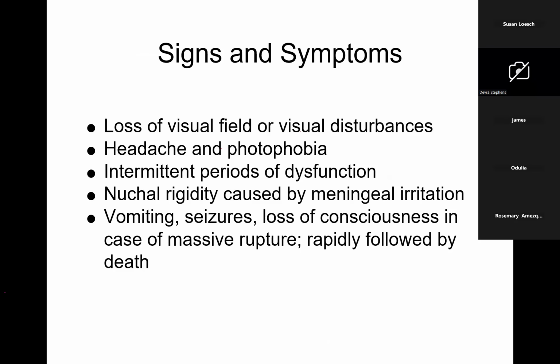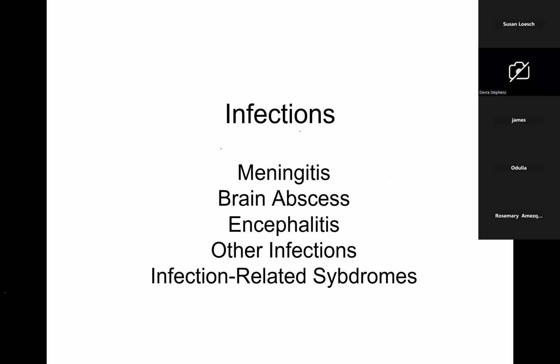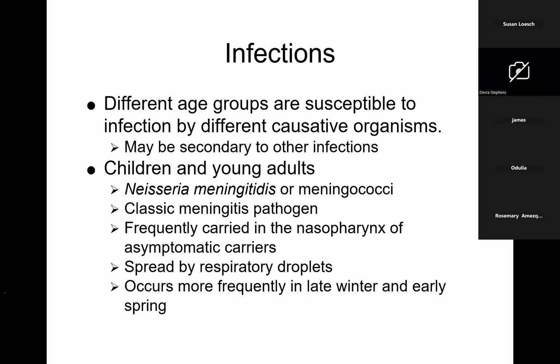All right, now we're going to talk about infections. So meningitis is one infection. This is usually caused by a virus, bacteria, or it could be from a fungus or parasite in the meninges.